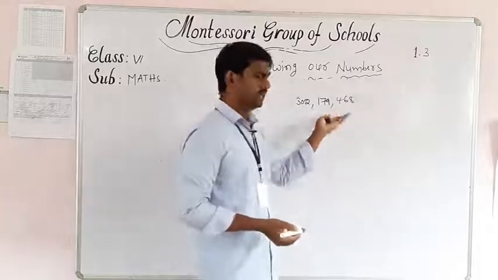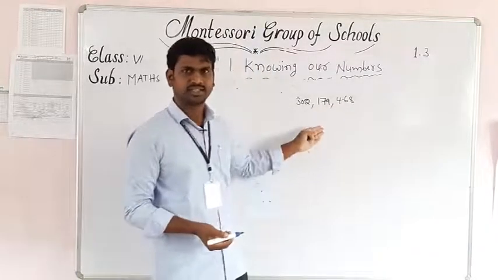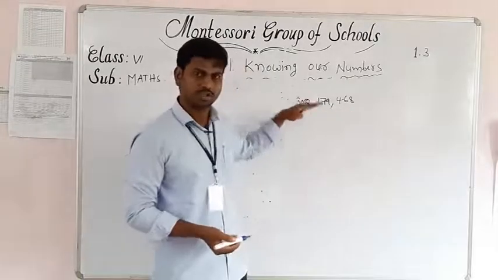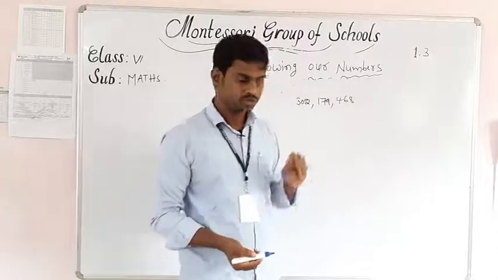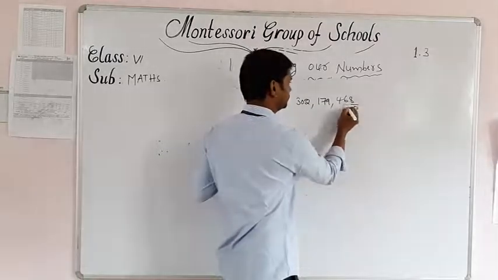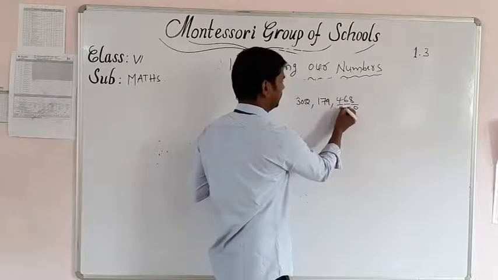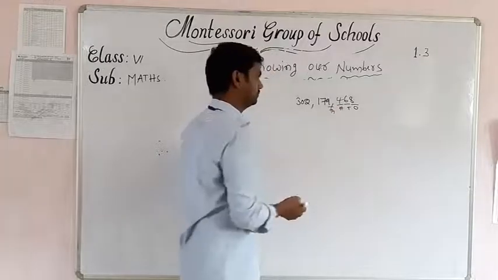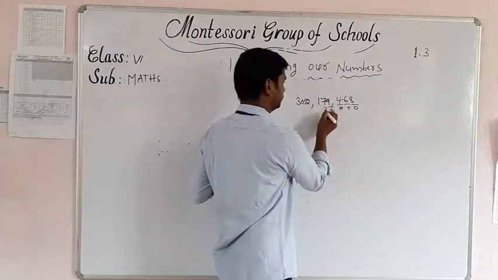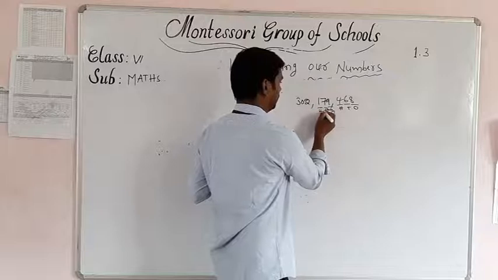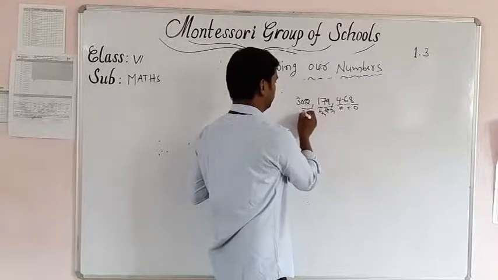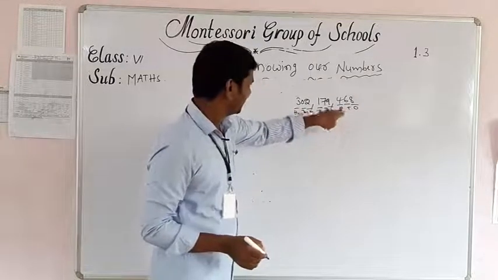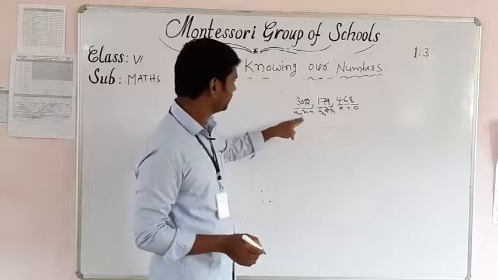In the Indian system the first comma comes after 3 digits, the second comma after 5 digits, the third comma after 7 digits. But here every comma is after every 3 digits, so it is an international number. Write the place values: ones, tens, hundreds, thousands, ten thousands, hundred thousands, millions, ten millions, hundred millions.